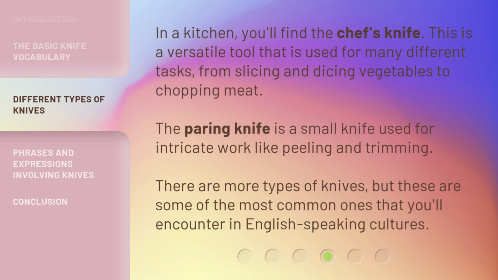In a kitchen, you'll find the chef's knife. This is a versatile tool that is used for many different tasks, from slicing and dicing vegetables to chopping meat. The paring knife is a small knife used for intricate work like peeling and trimming. There are more types of knives, but these are some of the most common ones that you'll encounter in English-speaking cultures.